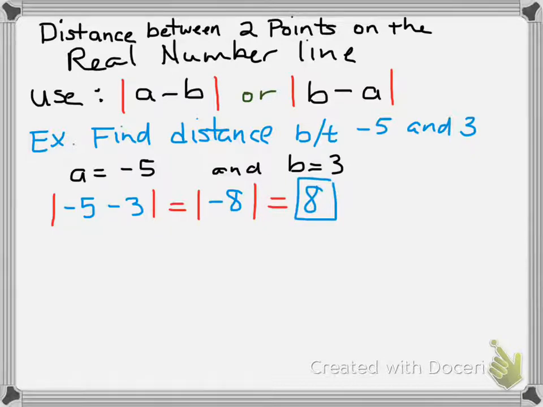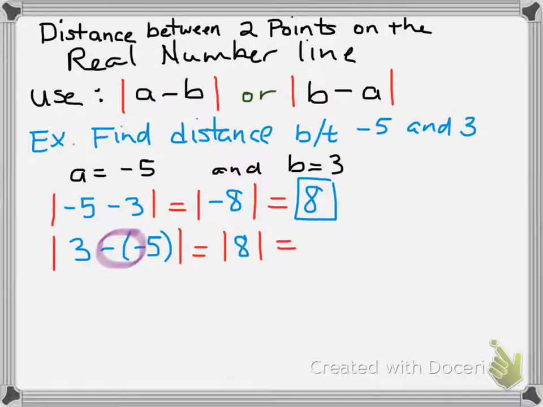If we would have used b minus a, just to show you, it would have been 3 minus, but because the 5 is negative, we're going to put it in parentheses. Now please keep in mind that this here, a negative times a negative, becomes a positive. So we have 3 plus 5, which is an 8, and once again, the absolute value of 8 becomes an 8.